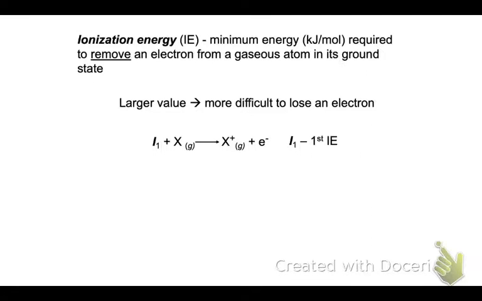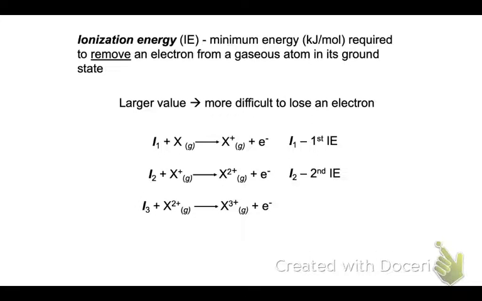First ionization energy. Now, first means the ionization energy needed to remove the first electron. Why? Because I can remove another electron from the first cation. So if I add the second ionization energy to the first cation, then I'm going to get a +2 charge and I'm going to lose that second electron. That is called second ionization energy. Now, a third ionization energy is to remove a third electron from the +2 cation, and that is called the third ionization energy.